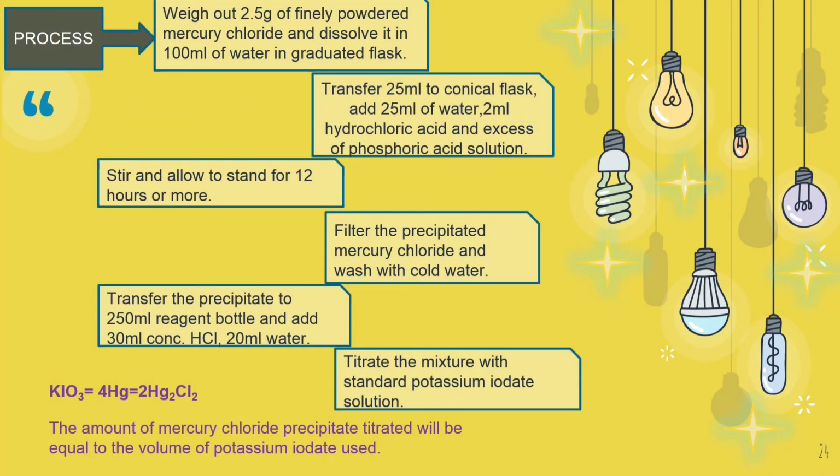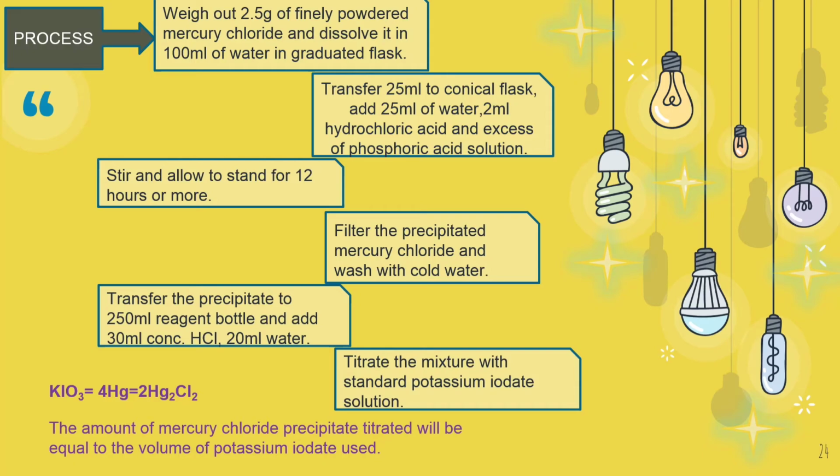The process for this determination goes like this. First we have to weigh out 2.5 grams of finely powdered mercury chloride and dissolve it in 100 ml of water in a flask. Then we will transfer the mix to a conical flask and add 25 ml of water, 2 ml of hydrochloric acid and an excess of phosphoric acid solution to it. Then we will stir the solution and allow it to stand for 12 hours or more. Then we will filter the precipitated mercury chloride and wash it with cold water.